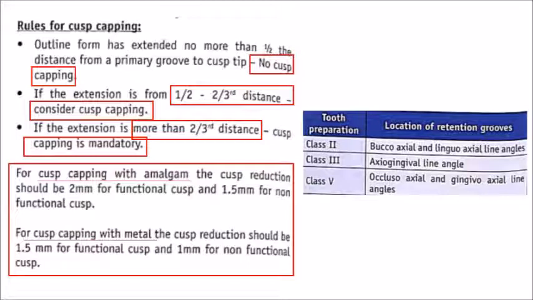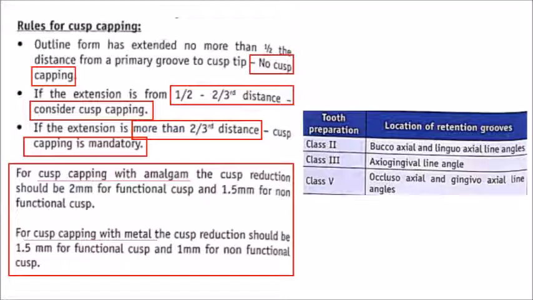Now cusp capping with metal. Whenever there are metal restorations, cusp capping can be done, where cusp reduction should be 1.5 mm for functional cusp and 1 mm for non-functional cusp. Earlier I mentioned that metal needs less depth than amalgam. Similarly, amalgam needs 2 mm for functional cusp, and less than that, 1.5 mm for functional cusp, whenever we are using metal.